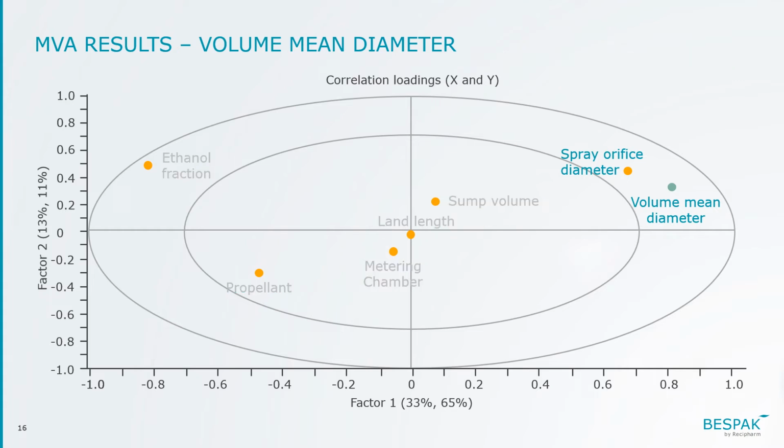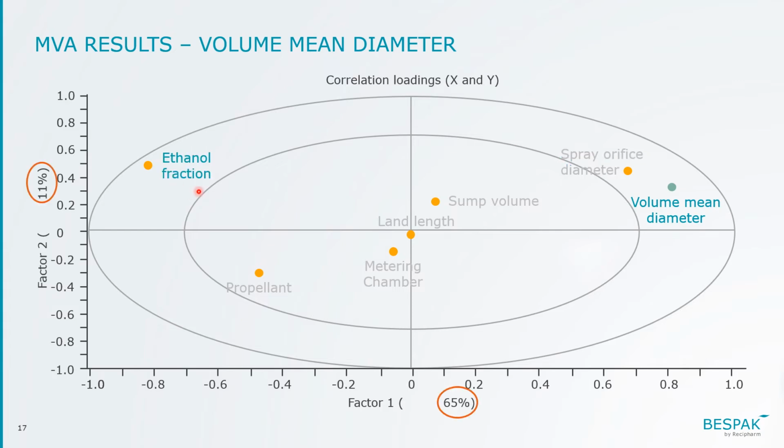The volume mean diameter and spray orifice diameter are located within the same quadrant and between the 2 ellipses. These 2 variables are therefore strongly positively correlated. Increasing the spray orifice diameter would therefore be expected to increase the volume mean diameter.